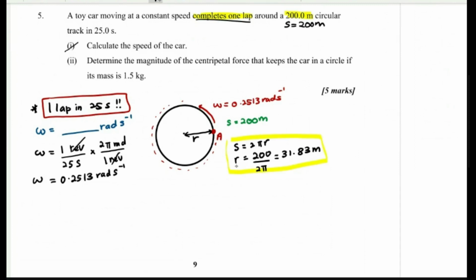Okay, question number 1. Calculate the speed of the car, V. There are two ways, because we know one revolution, one complete round, has a linear displacement of 200 meters, and we know the time, 25 seconds for one complete round. So you can use S over T. Or because you have already found R, you can use V equals R omega. There are two ways to do it. Either one is correct.